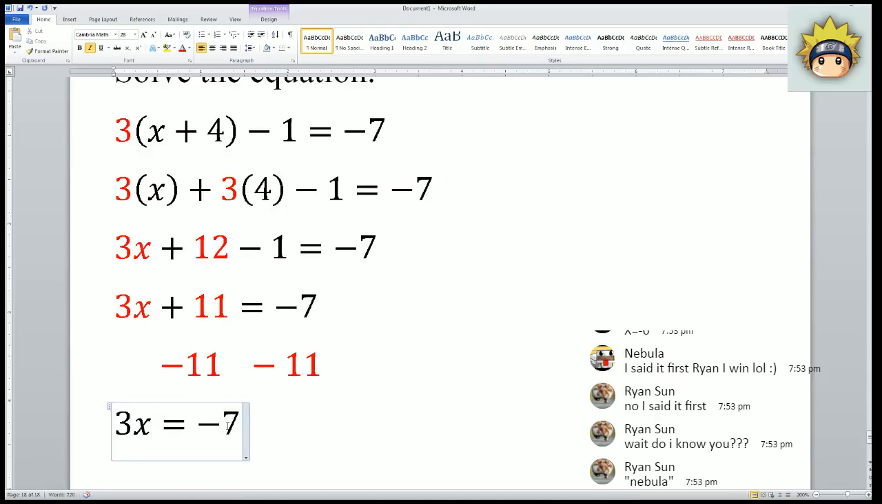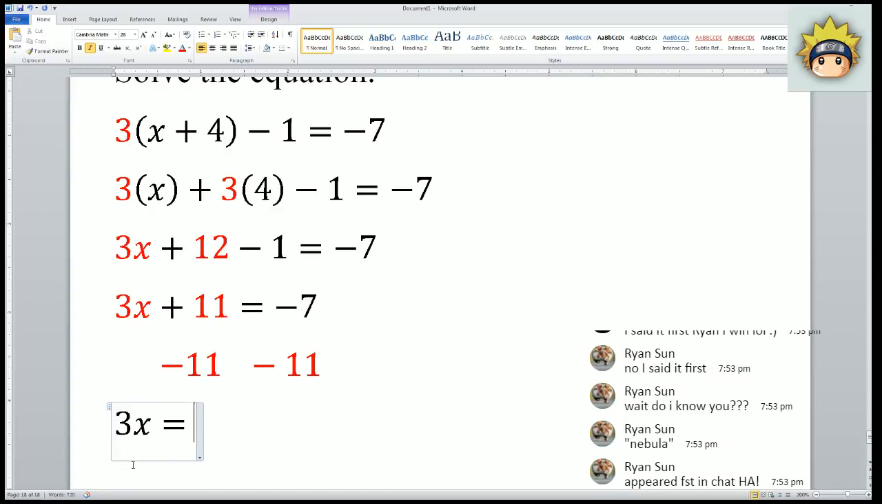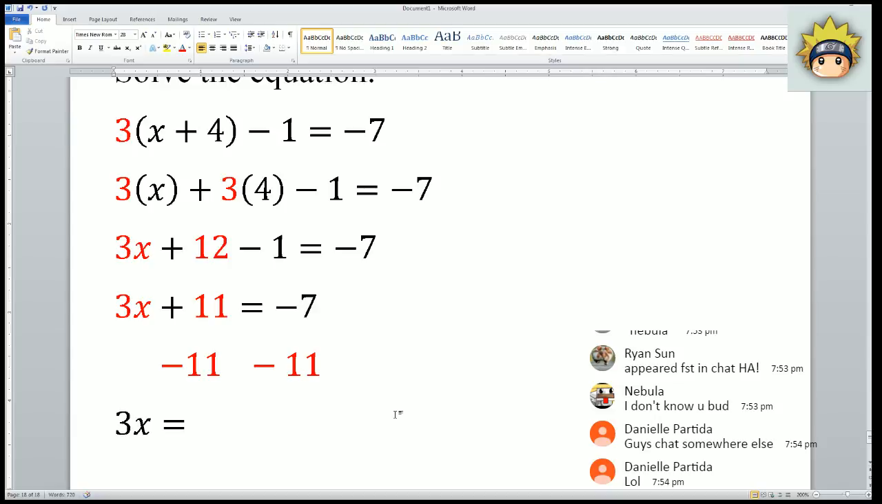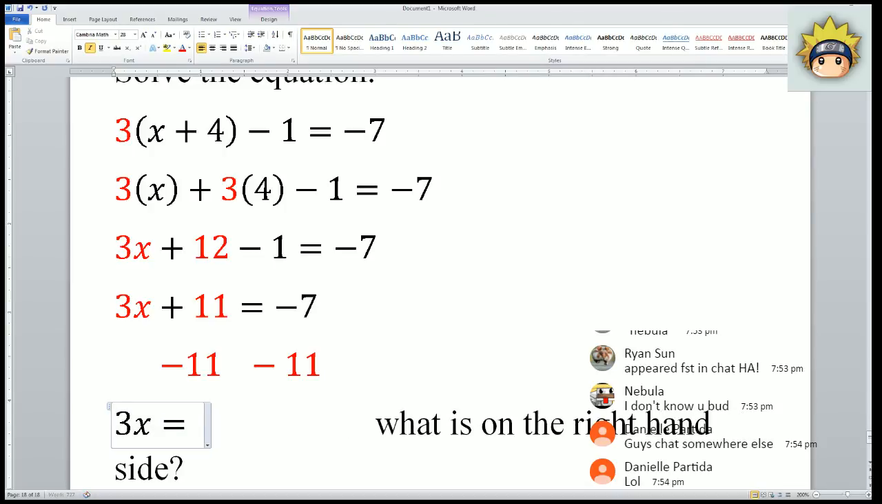x equals, what is that, class? What's on the right hand side? Come on, chat, let's go. Stop playing around. What's on my right hand side now? What's left?